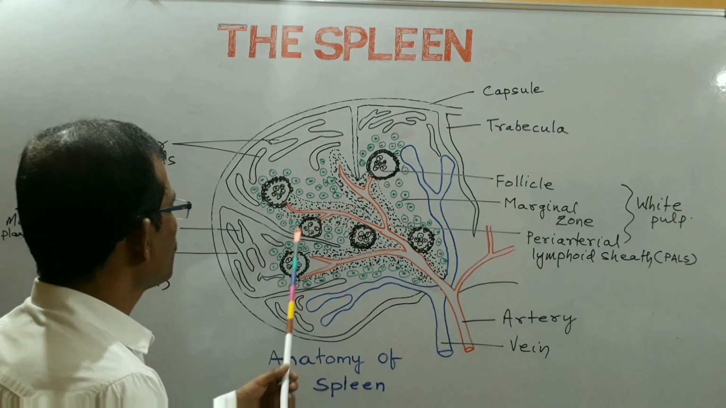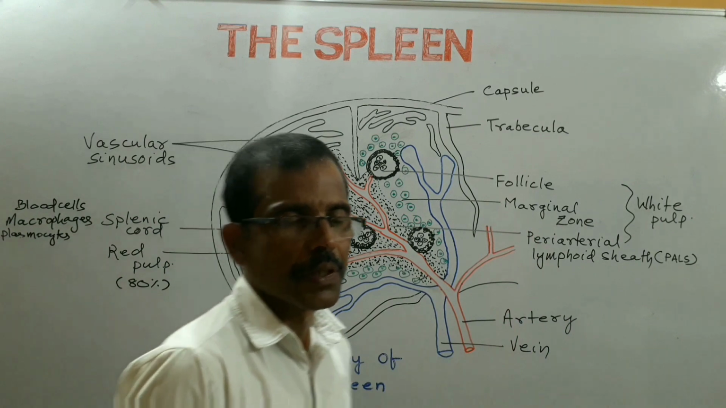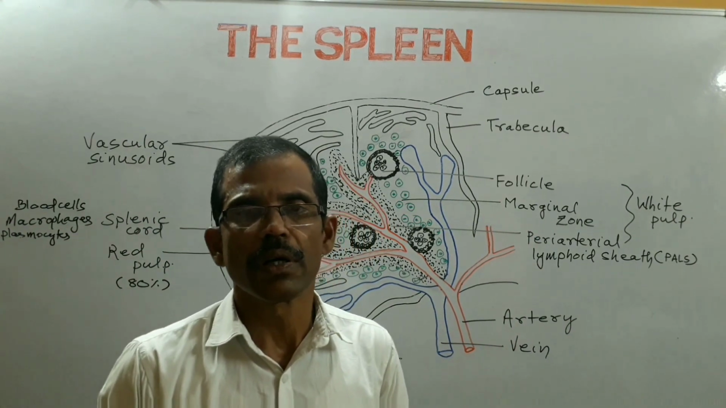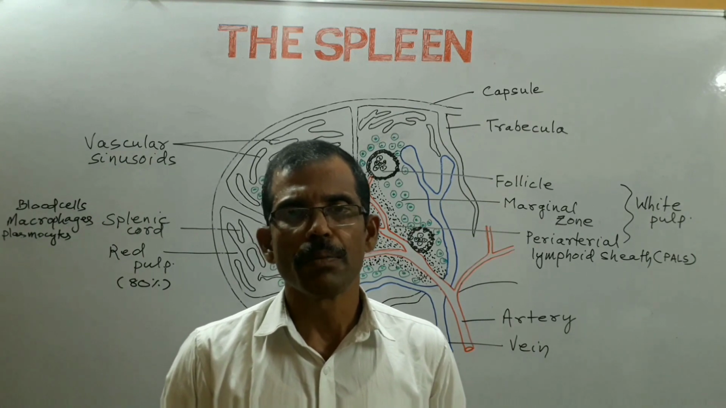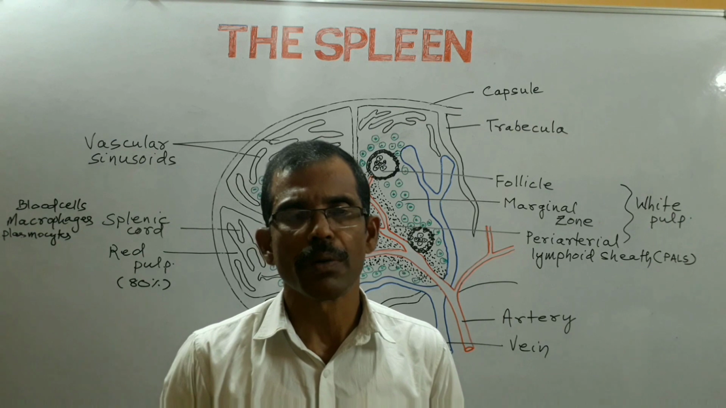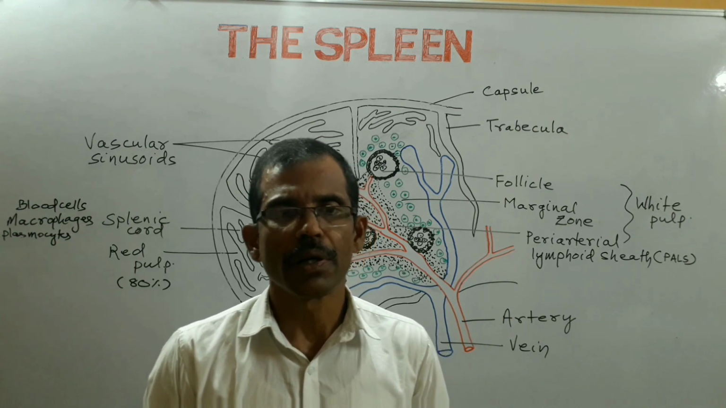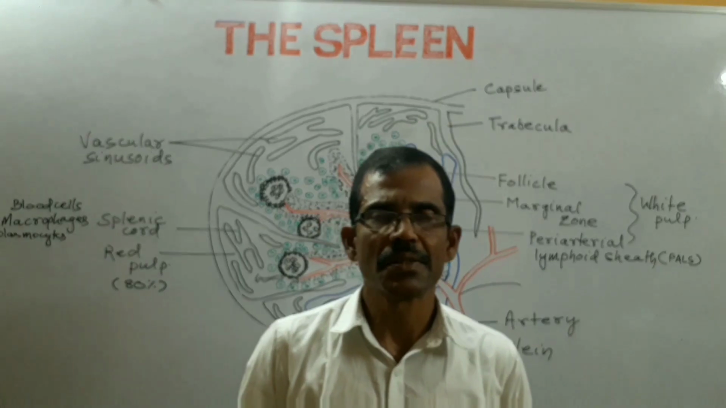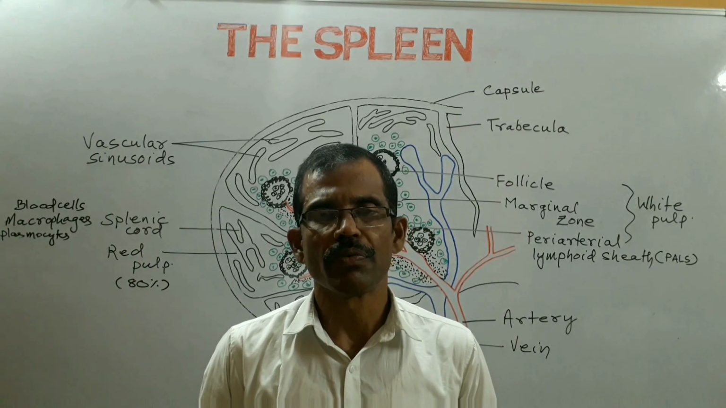Two types of lymphoid follicles are seen in the white pulp. They are primary lymphoid follicle and secondary lymphoid follicle. The primary lymphoid follicle contains mainly small immature lymphocytes. When the primary lymphoid follicle matures and increases in size, it is known as secondary lymphoid follicle.